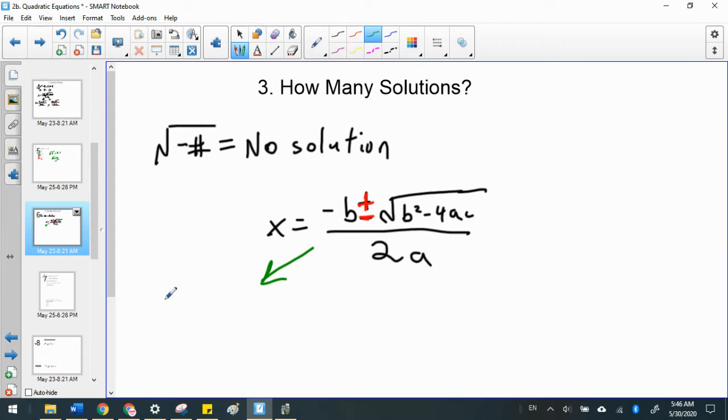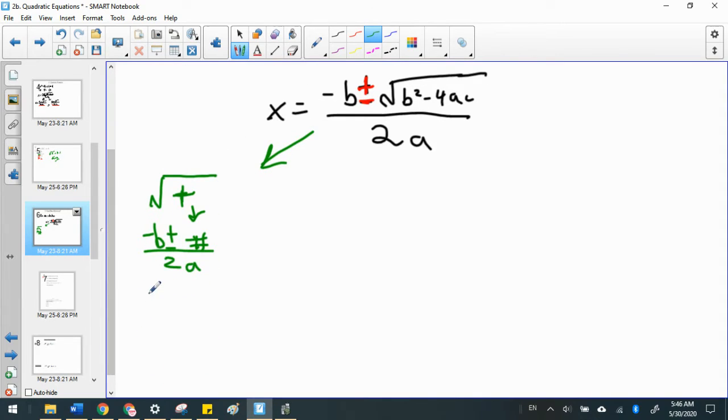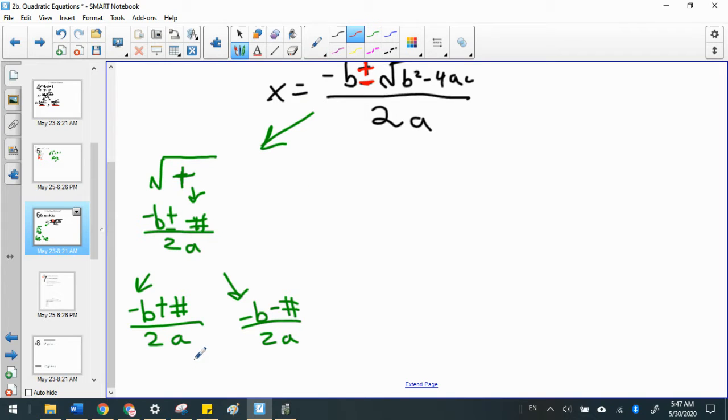So if what's inside the square root is a positive value, that means it comes out as a real number that you can take negative b and add and subtract by and divide by 2a, so that you end up with two results. One where the negative b is adding the number divided by 2a, and one where the negative b is subtracting the number and divided by 2a. And in this case, what we have is two solutions.